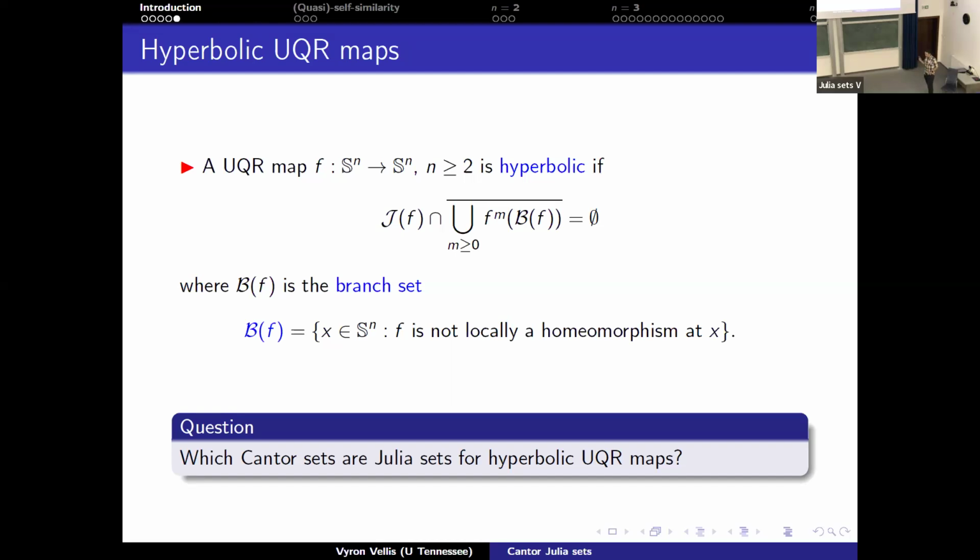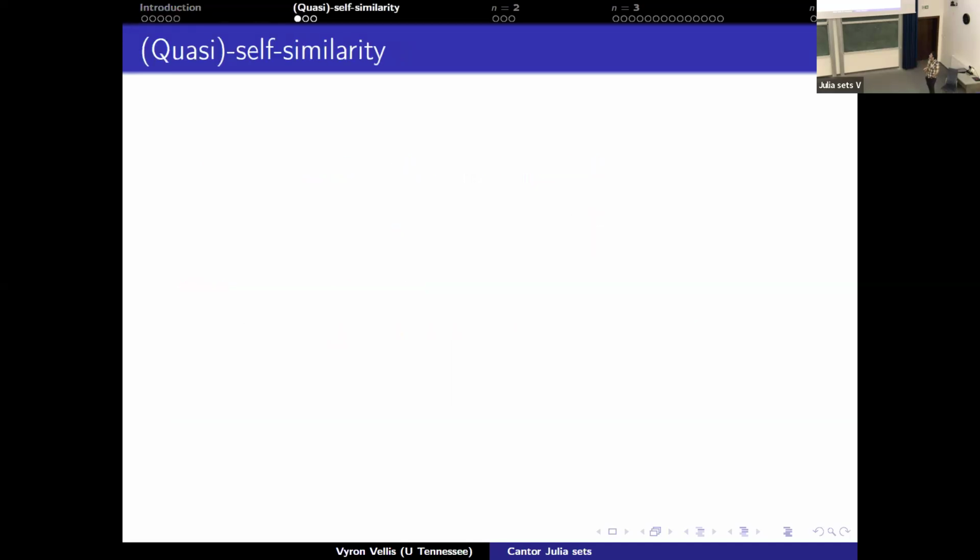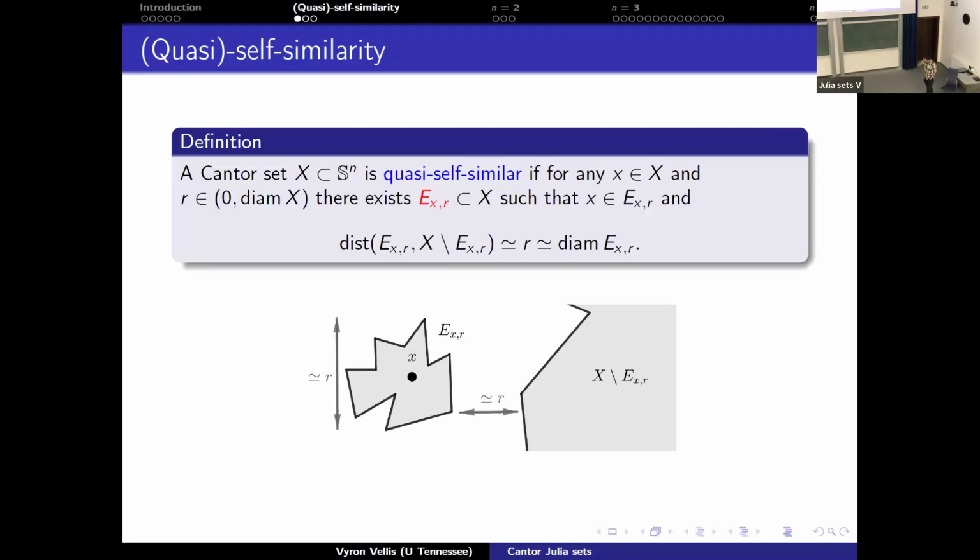Okay, so as I mentioned, Hasinski and Pilgrim proved that if you have a hyperbolic rational map and the Julia set is a Cantor set, then it must have very nice geometric structure. So what is this geometric structure I'm talking of? I'm going to call it quasi-self-similarity. It's not exactly self-similarity. And here's the definition.